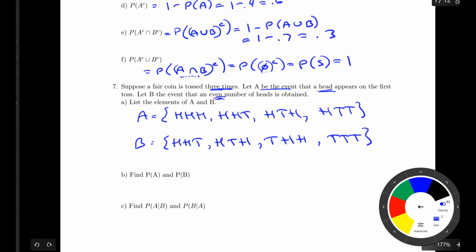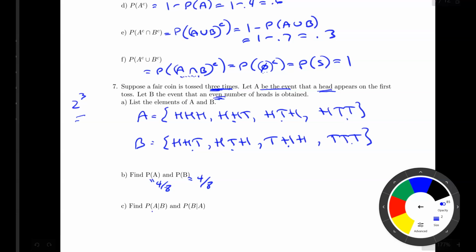All right, so probability of A would be 4 out of 8, and probability of B would be, oh, and how do I get 8? Because if I'm tossing it 3 times, each of them has 2 options, so 2 cubed, right? So I've got 4 in this event A over the total number 8, and then probability of B would be 4 over the total number of 8.